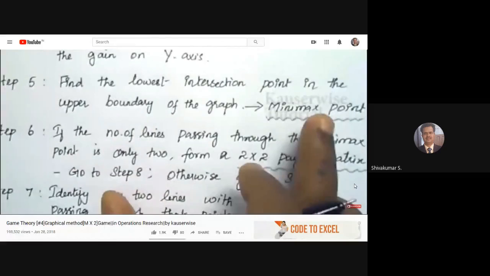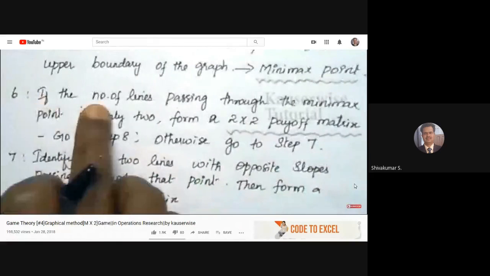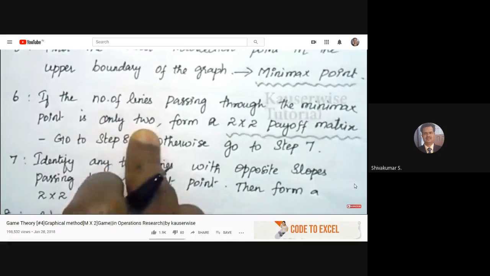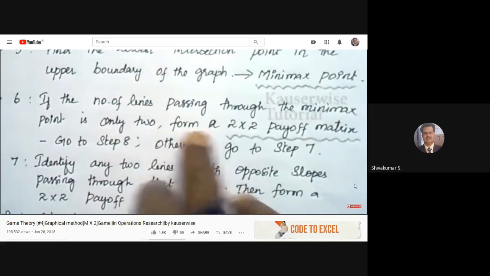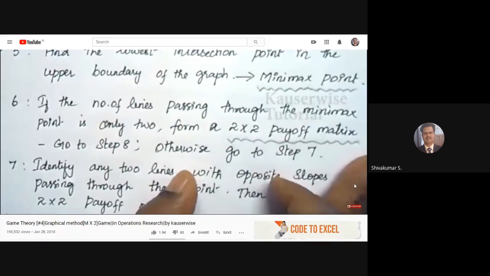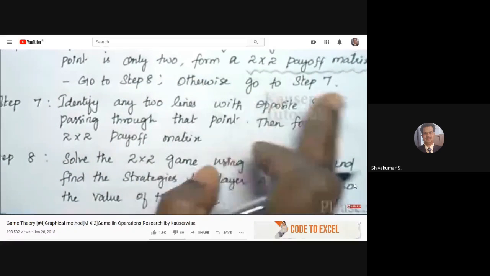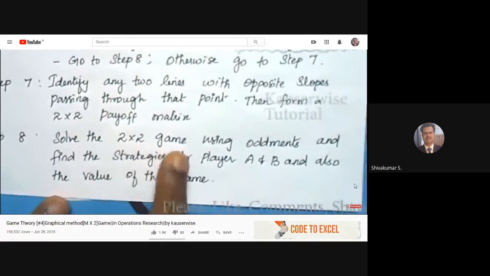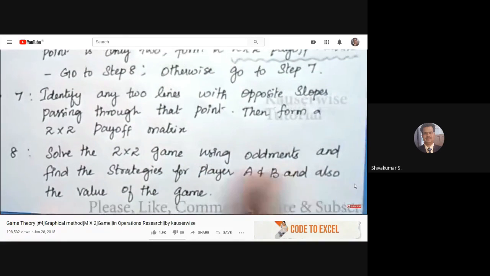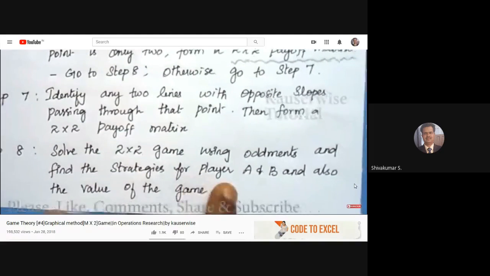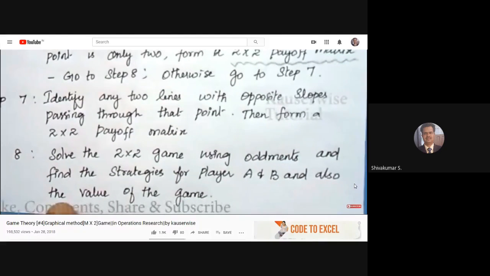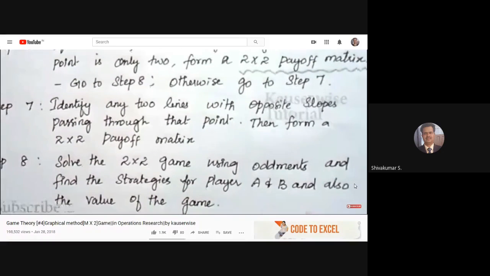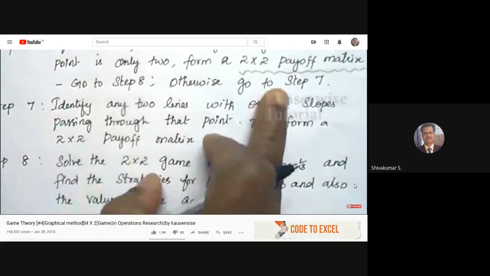After finding this, the next step is: if the number of lines passing through the minimax point is only 2, then form a 2 by 2 matrix and go to step 8. Otherwise, go to step 7. Step 8 is to solve the 2 by 2 game using oddments, find the strategies for players A and B, and also find the value of the game. If you find more than 2 lines, see the 7th step.